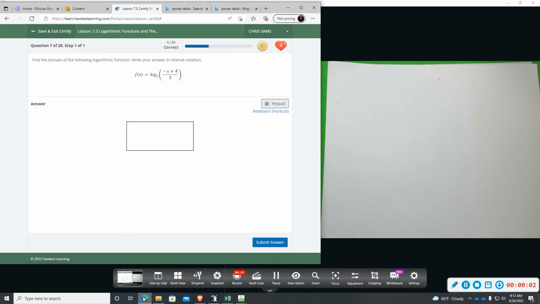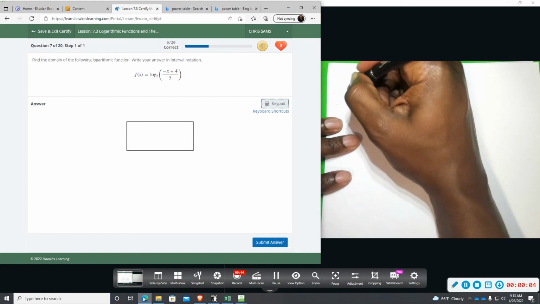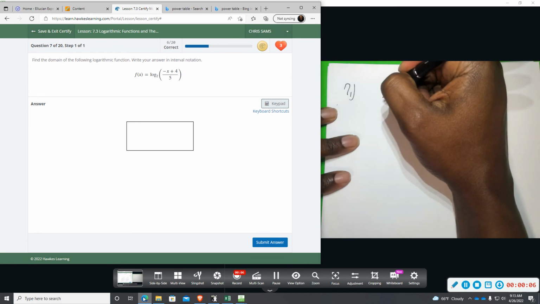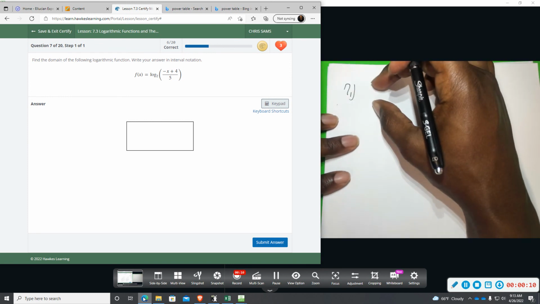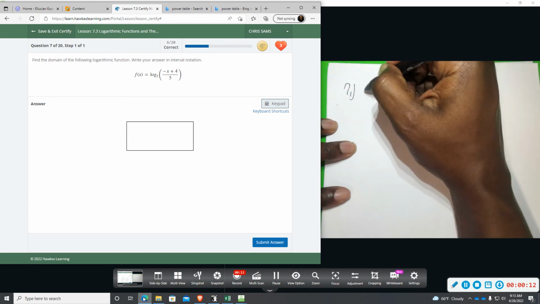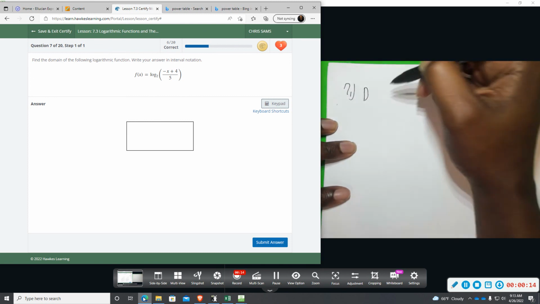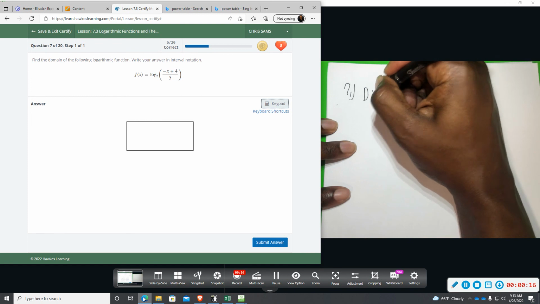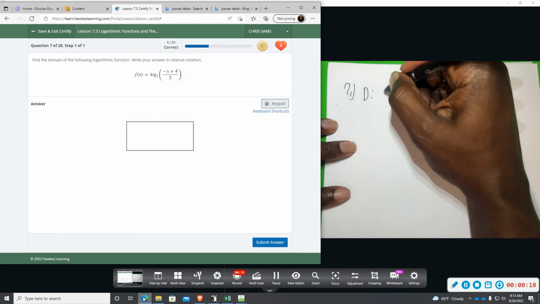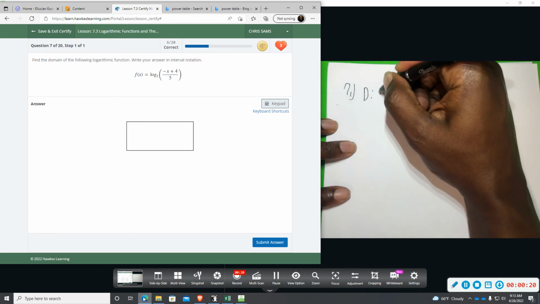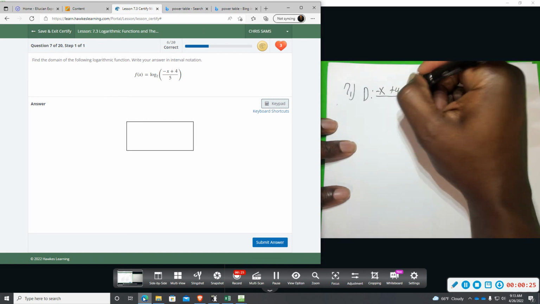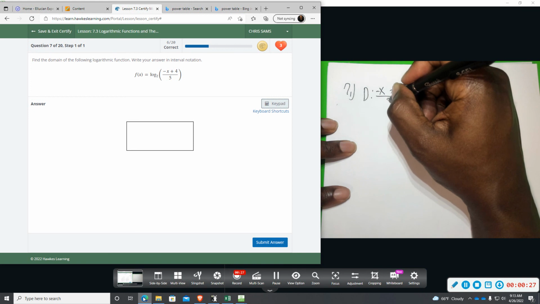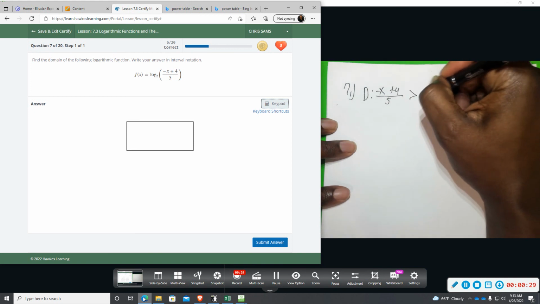Number 7, we want to find the domain again. So again, this time I'm just going to focus on what's inside. I'm not going to worry about the log or anything. I'm just focused on what is inside the parentheses. So I have negative x plus 4 divided by 5. This has to be greater than 0.